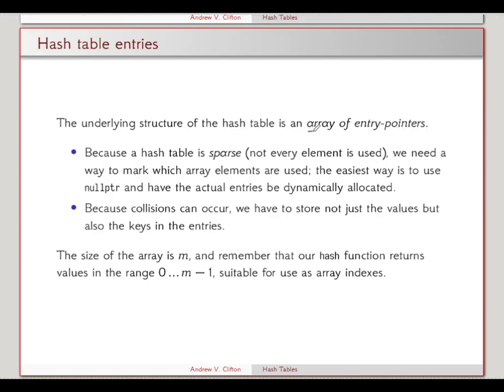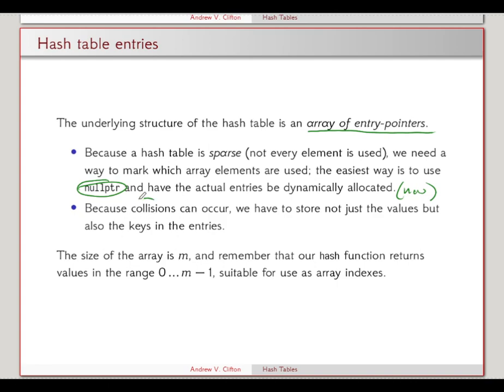Like we were dealing with an array of entry pointers, not an array of entries. So our hash table is sparse, right? Not every element of the array is in use. So we need a way to mark which ones we're using and which ones we're not using. The easiest way is we'll just mark the ones we're not using with null pointer. And then the actual entries that we are using are dynamically allocated. We'll create them using new. So that's why we filled the whole thing with null pointers to begin with, because that way we're saying, okay, at the beginning, none of the entries are in use. And then as we create them, we'll fill up the table.